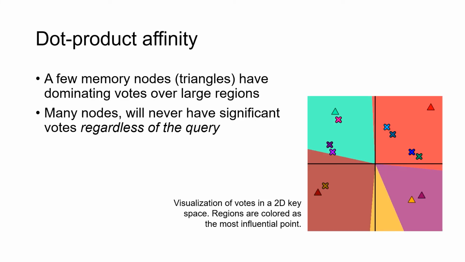When the dot product affinity is used, a few memory nodes, labeled as triangles, will always have dominating votes over large regions, and many nodes will never have significant votes or contribution regardless of the query. This leads to a very poor utilization of the memory space.